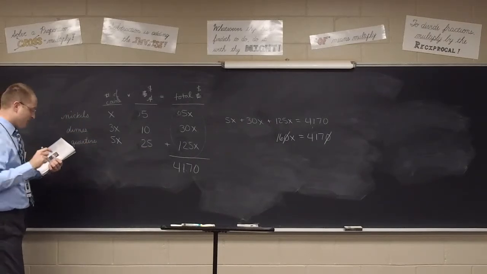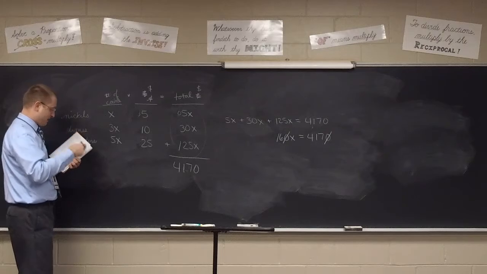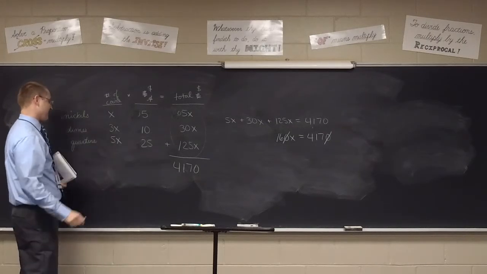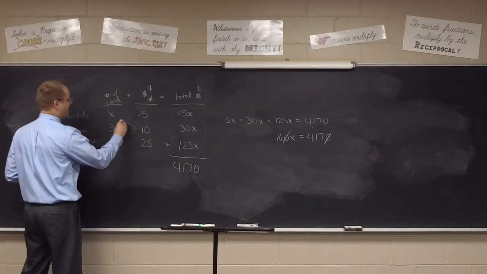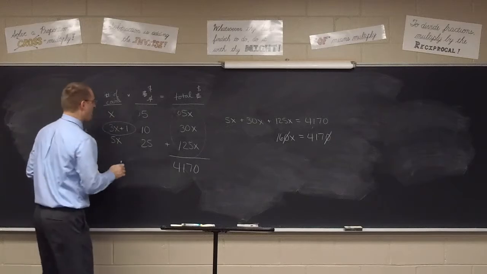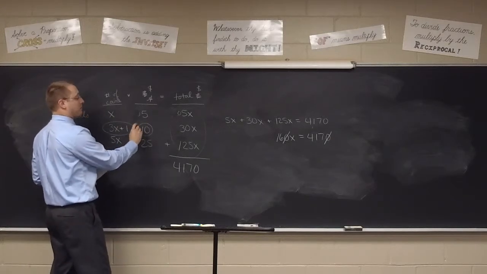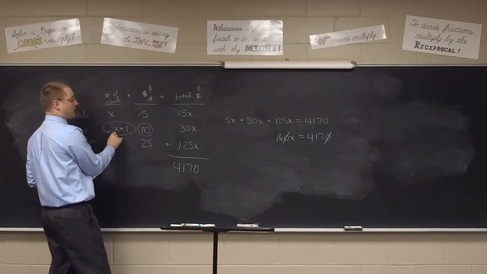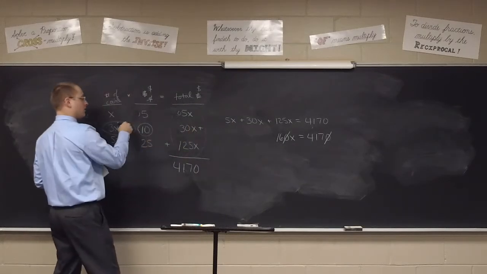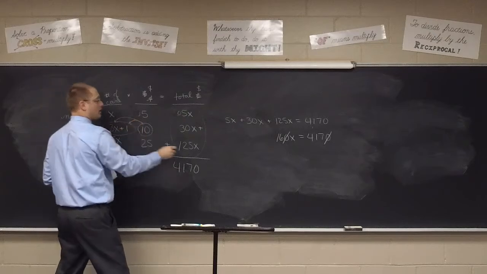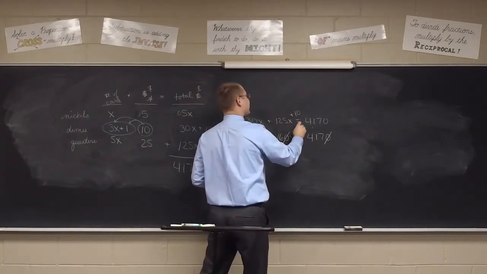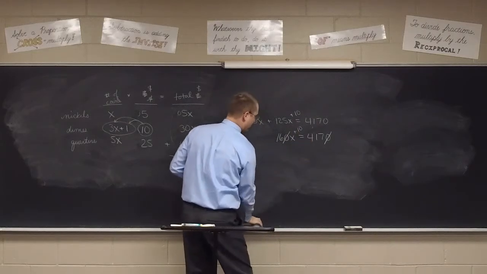All right, so back to Brecken. When it says she has 1 more than 3 times as many dimes as she has nickels, I should have represented dimes how? 3x plus 1, which means when I multiply the 3x plus 1 by 10, I'm not going to get just 30x, I'm going to get 30x plus 10. So I end up with 160x plus 10 equals 4,170.